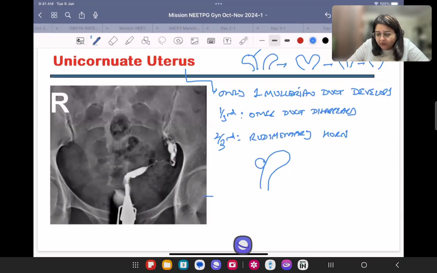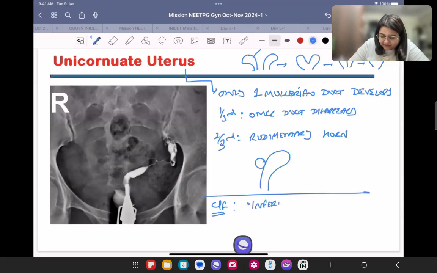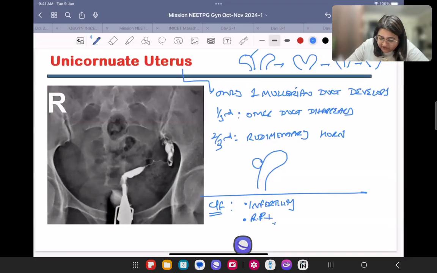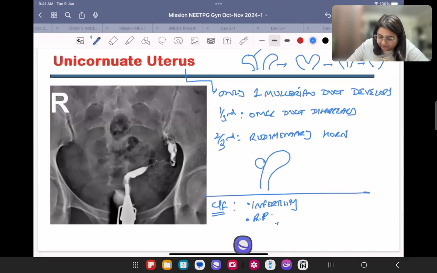Now, how will this patient present? What are the clinical features? Starting from before she gets pregnant, she can present with infertility because this is a small uterus with less vascular supply. It may not support a growing fetus, so implantation is hampered. Then, what else can be there? This patient can present with recurrent pregnancy losses, either in the first or the second trimester. Then she can present with intrauterine growth restriction, preterm labor, and malpresentations.